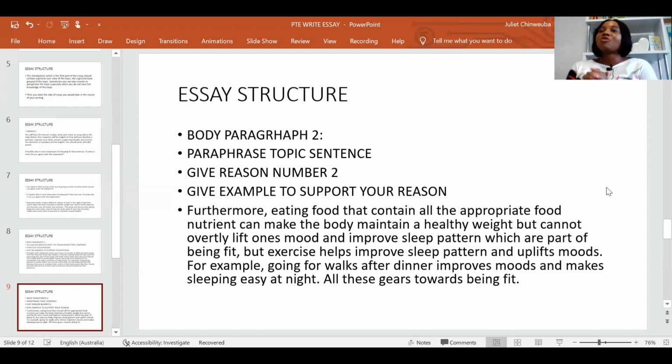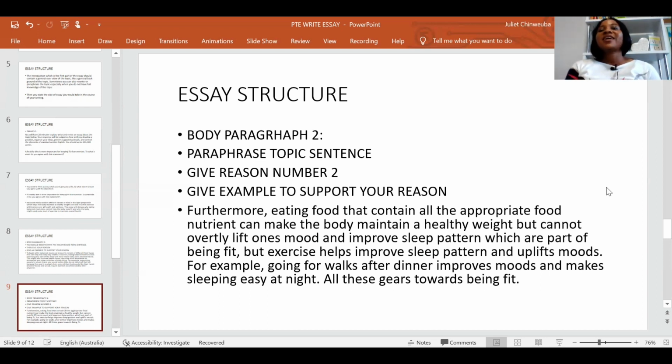And then you give reason number 2, the reason why you think there should be a blend of both balanced meal and exercise to keep the body fit. Then give reason number 2. I've already given reason number 1, that if it's only meals, the muscles will become flaccid. So a bit of exercise is going to help the muscles not to be flaccid, to make them firm. Then you're going to give reason number 2, which you will see here. And then I will also give an example to support my reason number 2.